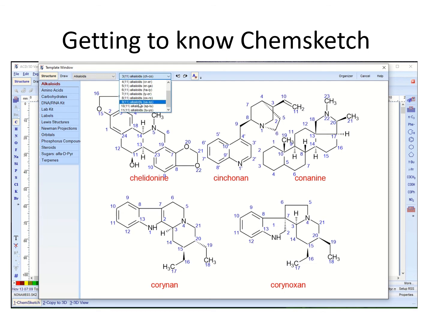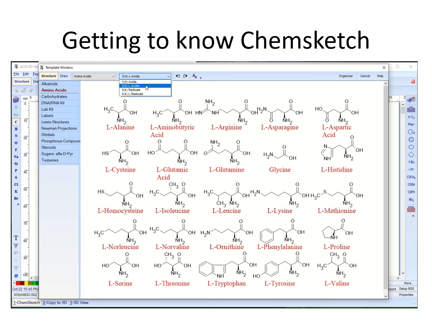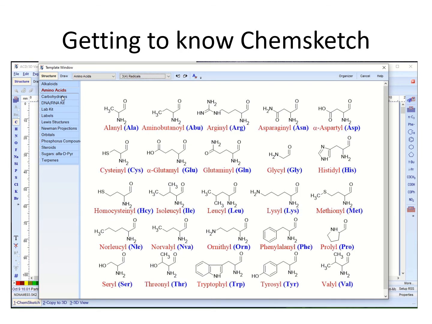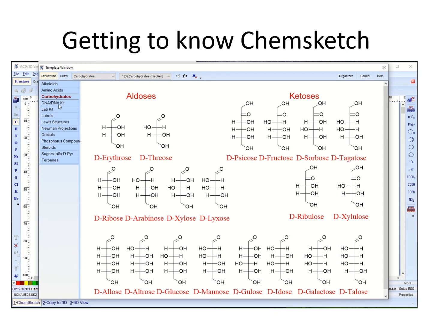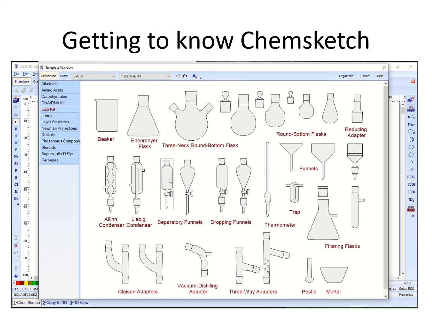So amino acids also, acids, radicals, then carbohydrates, followed by fishes, drawing, DNA, RNA, lab kit. Okay, this is the one that we're going to do in the exercise later.